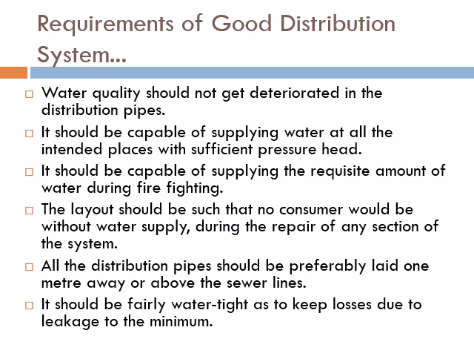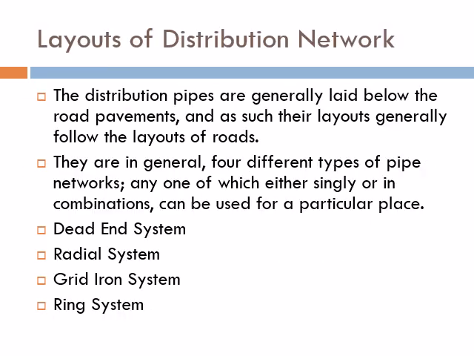Then all the distribution pipes should preferably be laid 1 meter away or above the sewer lines. They should not be too close to the sewer lines, and they should be fairly watertight so as to keep losses due to leakage to the minimum. In order to avoid leakage, it should be watertight. So these are the requirements of a good distribution system.